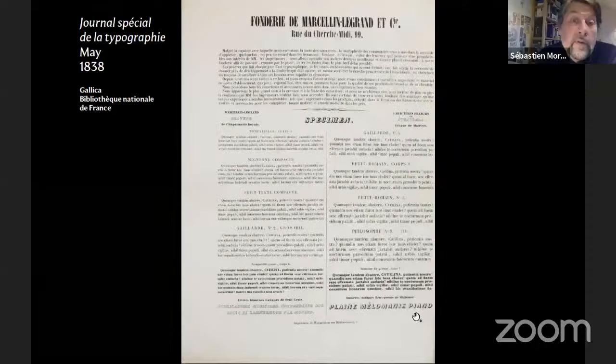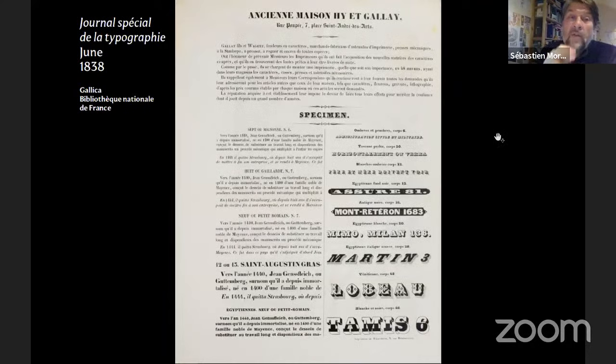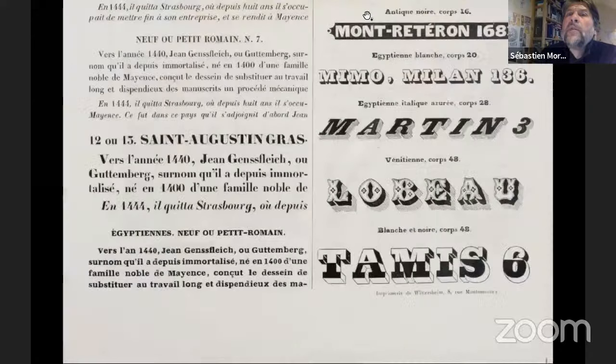So the design of this newspaper was always the same. In the last page, you would have a specimen of a different foundry. And in June 1838, another example from the foundry E. Égale. And this is an important example, because it shows a sans serif here, as you can see. But this is the first time that it is named antique. So one can assume that around 1838, the name antique would be in use in the foundries.